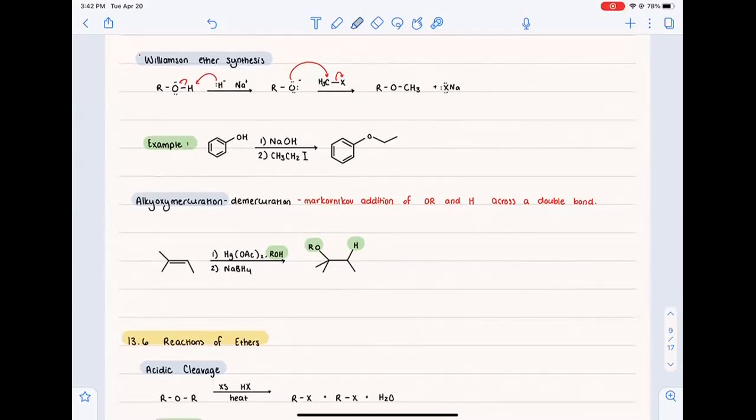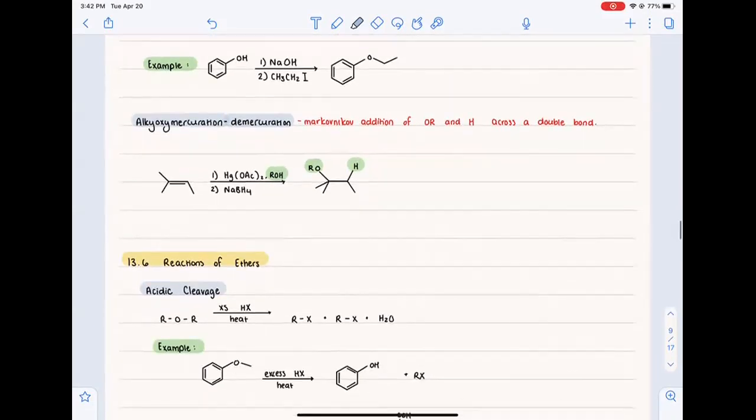Then we have the oxymercuration, demercuration, which I did not even highlight the whole thing. That's kind of ugly of me. And we have the Markovnikov addition of OR, which is just oxygen and a carbon chain, and a hydrogen across a double bond. This is Markovnikov, easy, easy. Yep, perfect. Any questions?